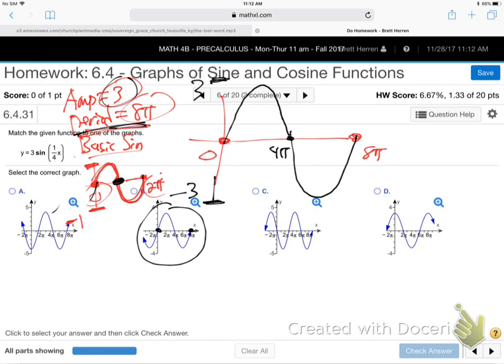Luis? What would make it look like C? What would we have to do to the number? Yeah. Very next question.